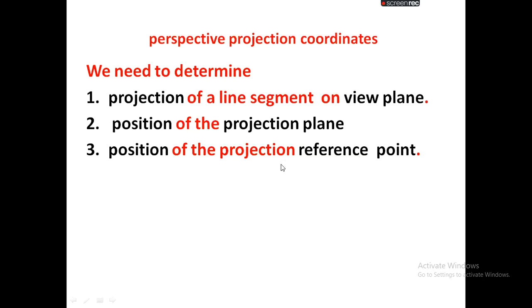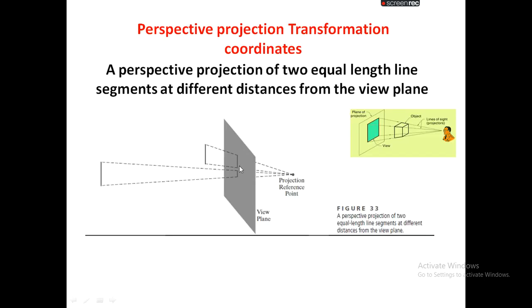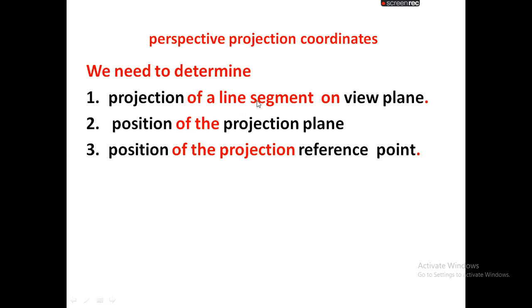Now, before deriving the perspective projection coordinate transformations, we should know three things. Means we need to determine three things with respect to this topic. First, we need to determine the projection of a line segment on a view plane. As you can see in this diagram, whatever line segment I projected here is called the projection of a line segment on a view plane. This is the first thing.